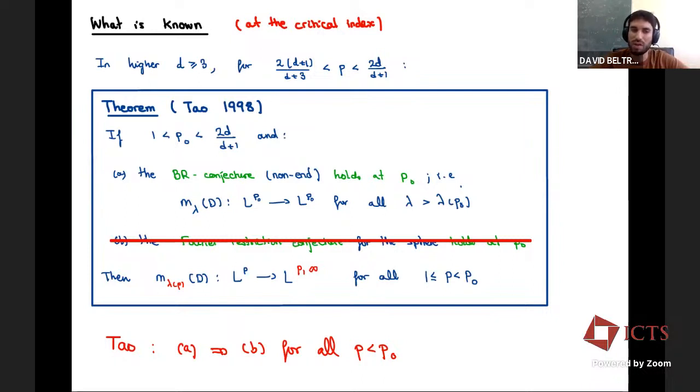So we can use this, the celebrated result of Tao that Bochner-Riesz implies restriction, to get rid of the second hypothesis. So it is now really a result which says, if you have Bochner-Riesz for the non-endpoint, then you get the endpoint. Okay.